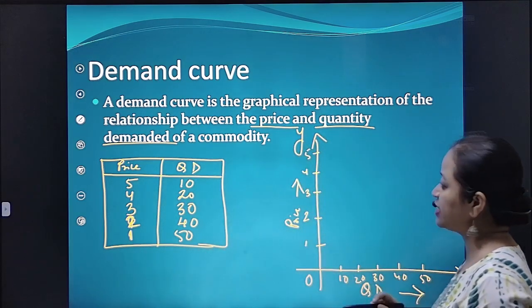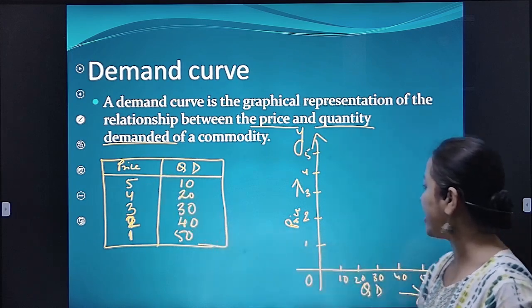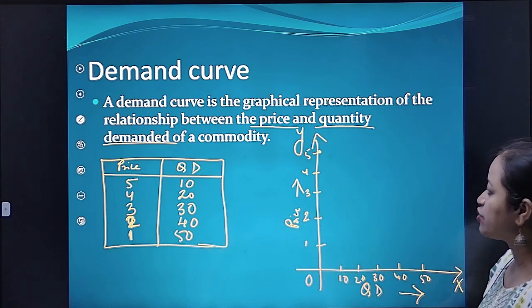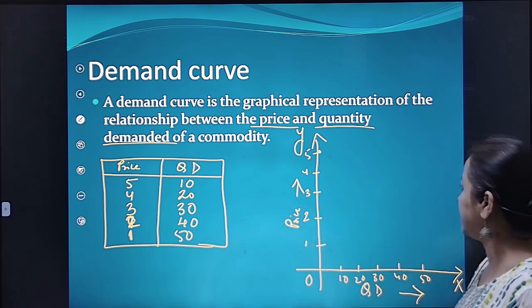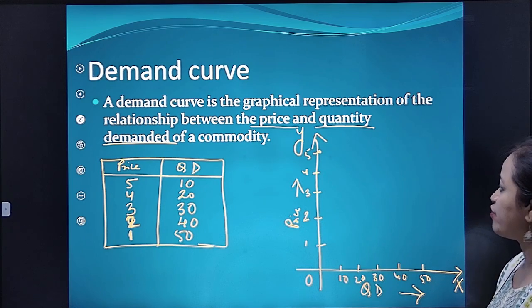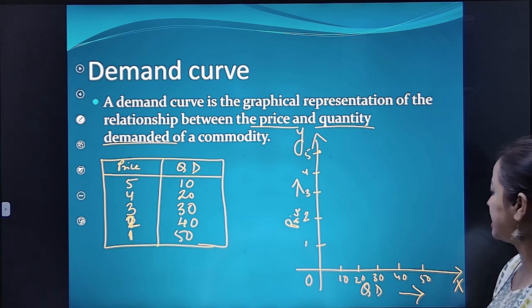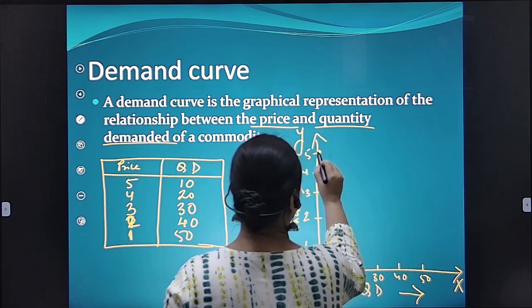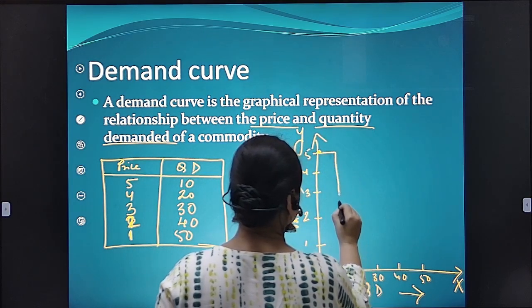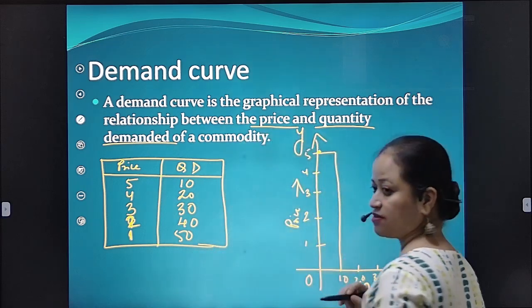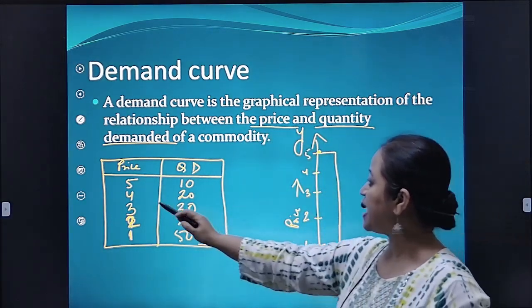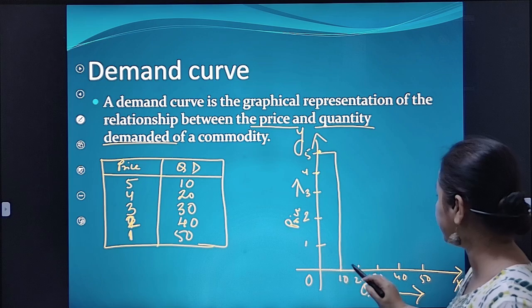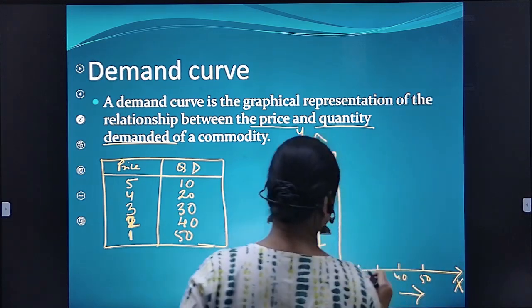So here you can see when price is 5, your quantity demand is 10. This one. Fine? So when price is 4, your quantity demand is 20. So this is 20.